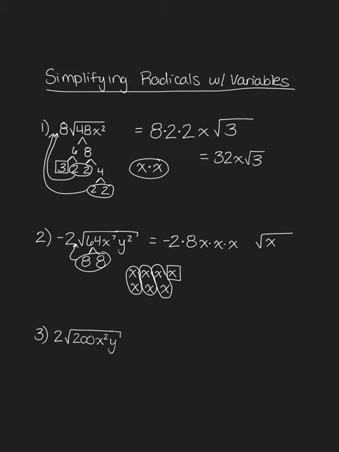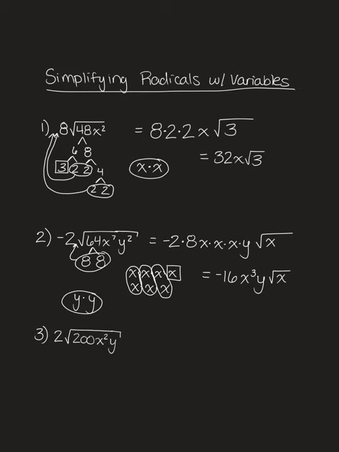Now let's look at the y's. Y squared is just y times y, which is a perfect pair, and it comes out as 1y. So if you multiply everything on the outside, negative 2 times 8 is negative 16. x times x times x is x cubed. You have the y, and then the square root of x.